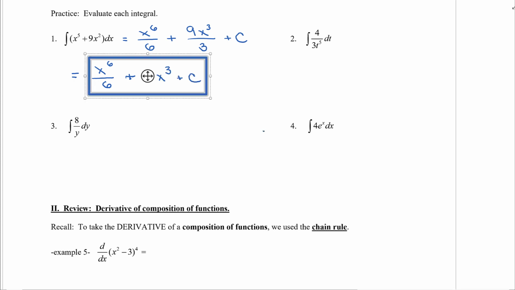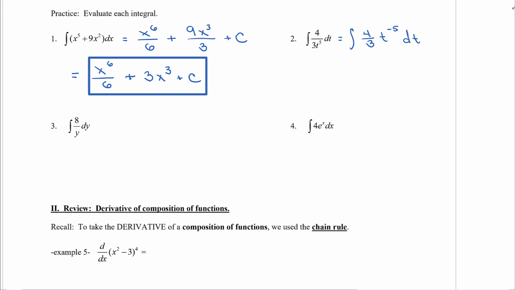Number 2 is the integral of 4 over 3 times t raised to the 5th power dt. So the first thing we're going to do for this is we're going to rewrite that t that's raised to the 5th power in the denominator, and we're going to write it in the numerator. So I'm going to write this as the integral of 4/3. The t is going to be written out to the side of that fraction, and that t is going to be raised to the -5th power dt.